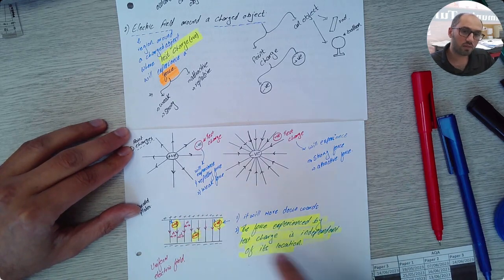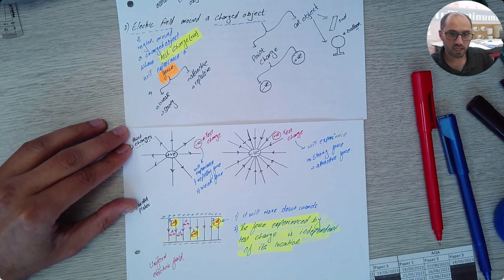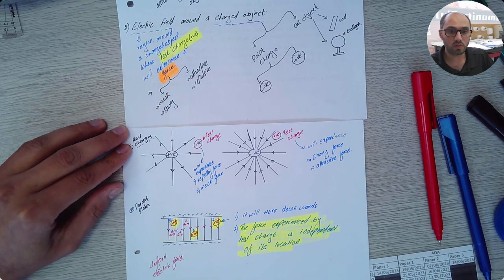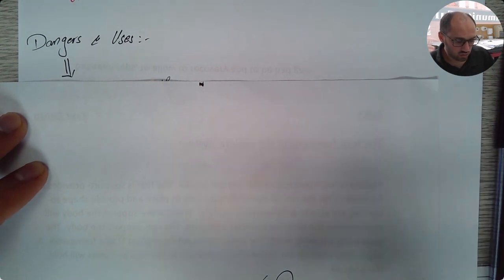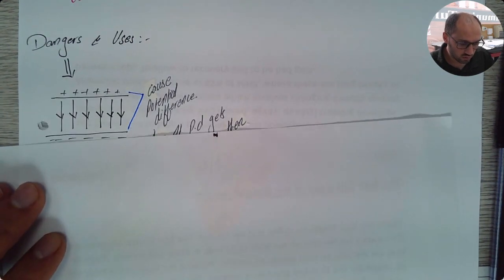If you have two parallel plates, then the field will be uniform. And if it is uniform, then the force experienced by the test charge will always be independent of its location. The last section that we need to know on this topic is dangers and uses of static electricity. So let's first consider dangers. So to understand dangers, we'll go through this section again.